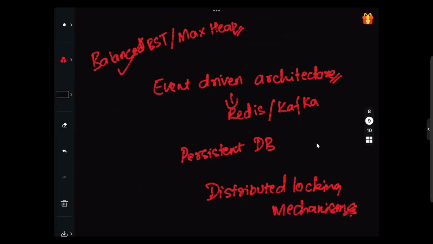So these are some of the alternative algorithms that we can make use of, along with the trade-offs, which we have discussed as well. Balanced BST or max heap; event-driven architecture like Redis caching or Kafka messaging queue; persistent DB, where we can go with NoSQL or SQL. The final one is distributed locking mechanisms, right? So we have successfully designed this.